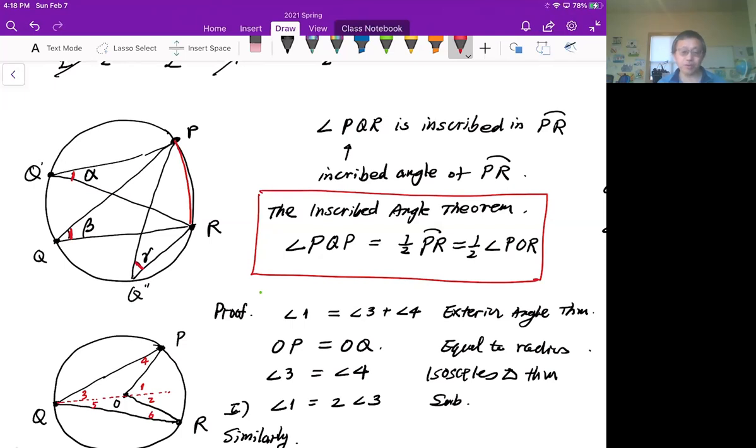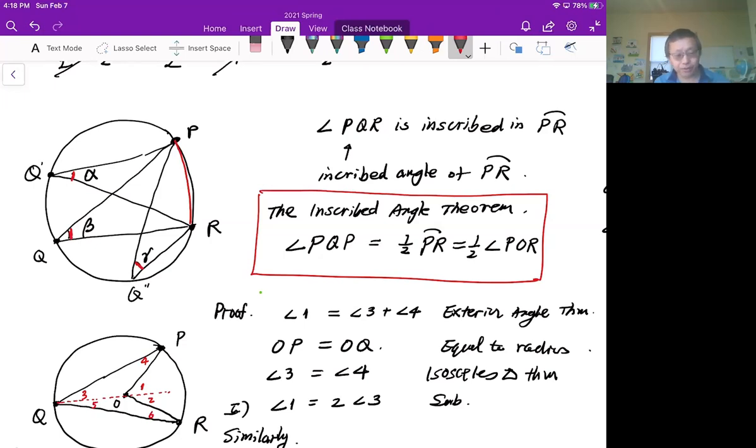So how do I know they are equal? Then I need a theorem, and this is called the inscribed angle theorem. So the inscribed angle PQR is one half of the measure of the arc PR. So that's how we can prove this. And therefore, it's one half of the angle POR.